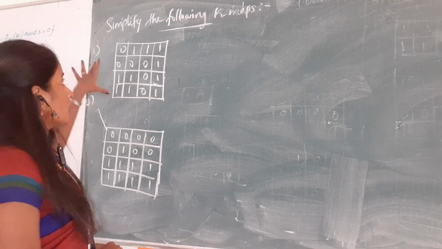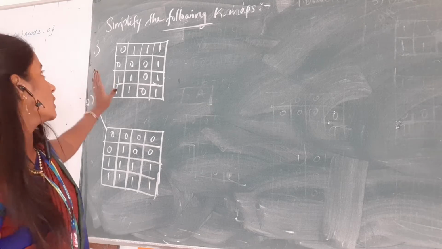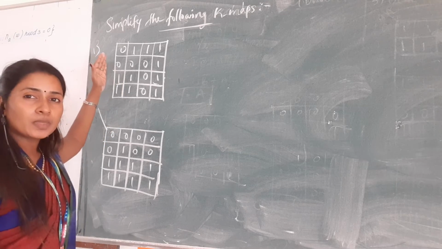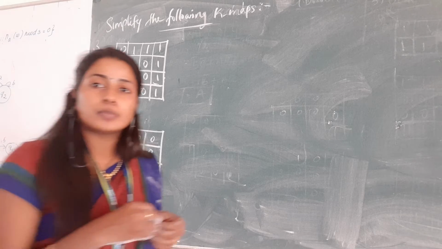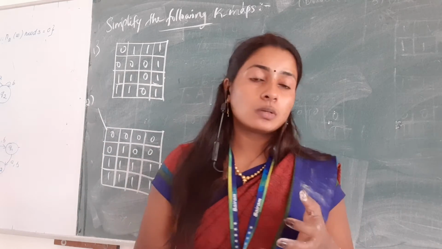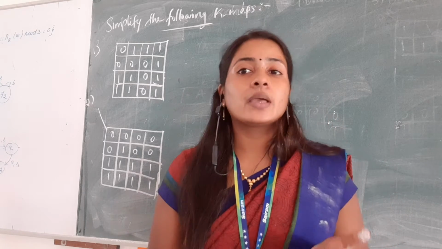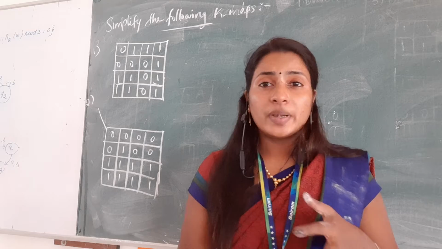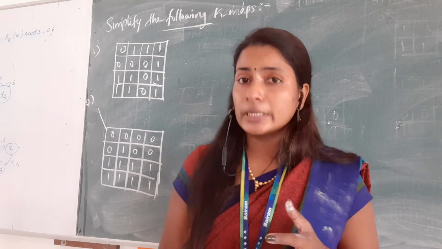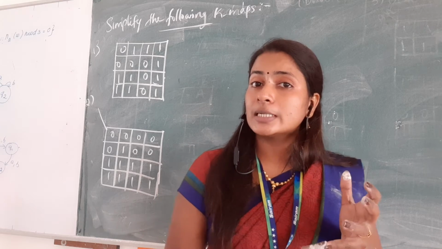Okay students, now we are going to simplify a few K-maps which are given in the question. First one, see, while solving the K-map, we have studied about pairs, quads and octets. In the K-map we may have pairs, quads and octets, but always give first priority to octet. You have to check whether you have 8 adjacent ones.